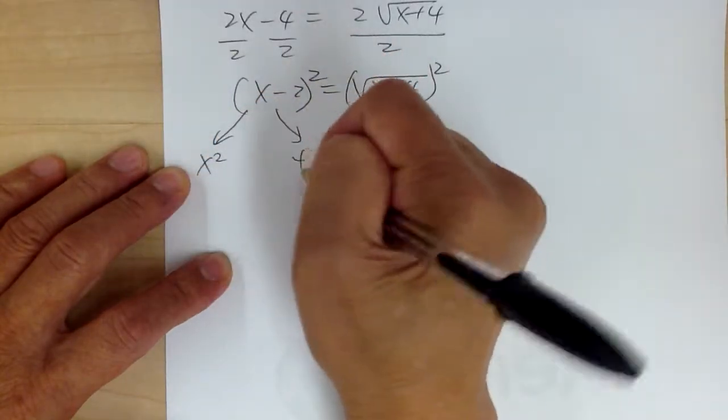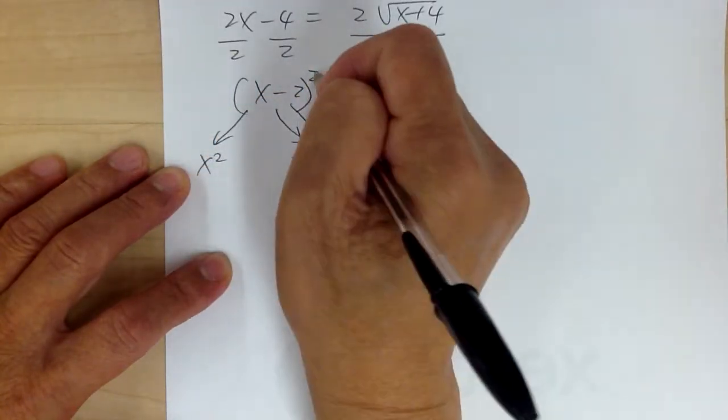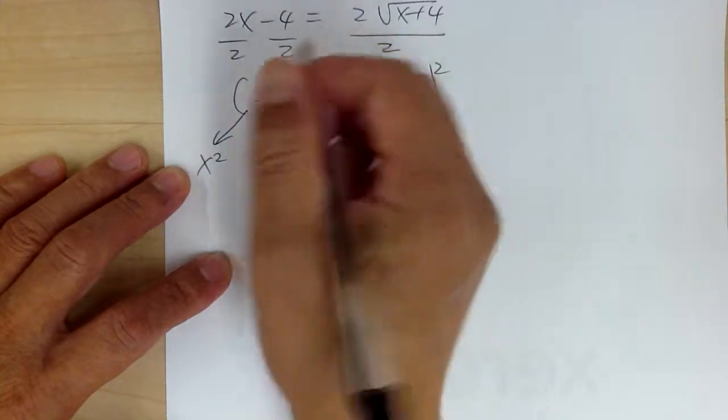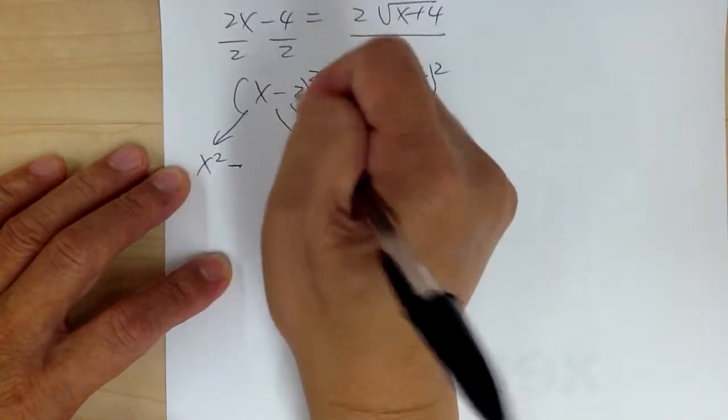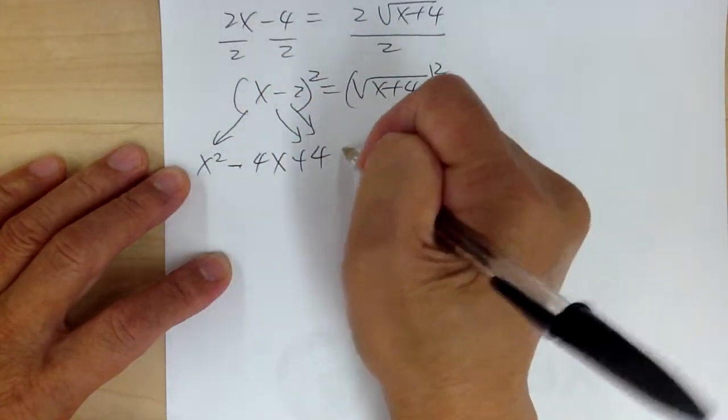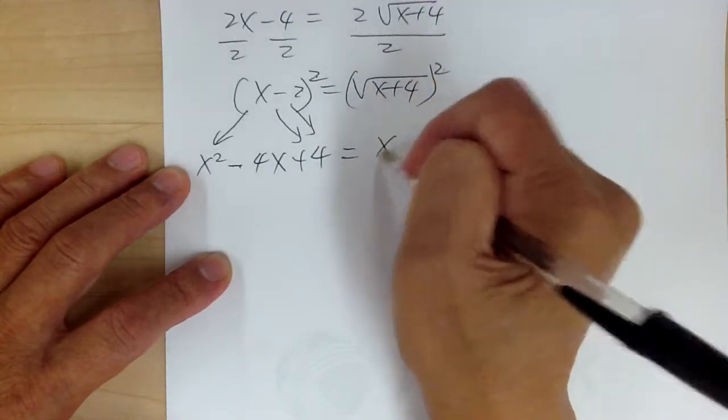So you square that, you get x squared. You square that, you get plus. Square that, you get 4. And middle term, okay, you multiply. So sign is negative, number is 4, alphabet is x. Equal, square root cancels out.